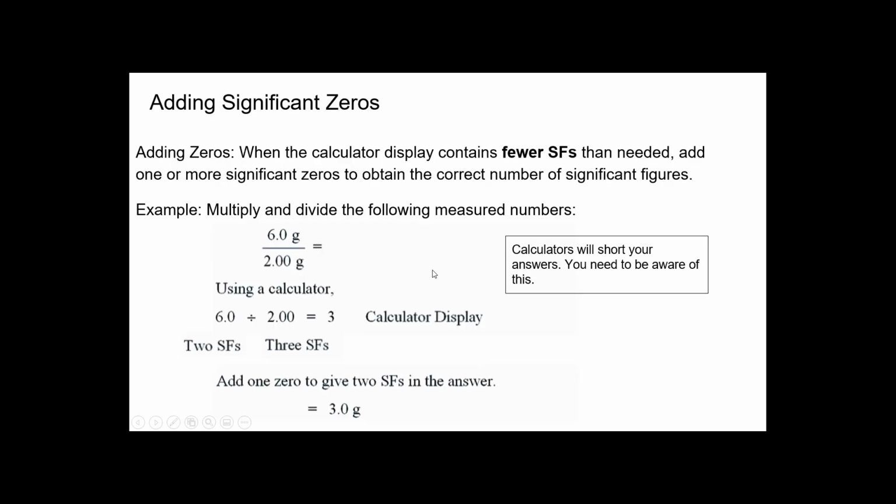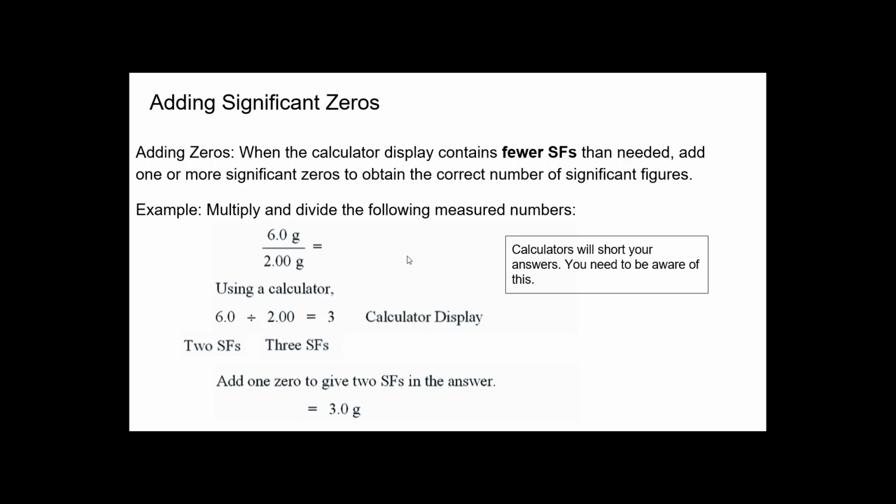Adding sig figs. So this is the problem that I was discussing with calculators. You can punch in numbers and what you're working with, and sometimes you'll get a 1 digit answer, and your answer is not 1 digit. Your calculator doesn't know. It simply follows a program. You have to be aware of the problem and make sure that you fix it if this happens. So adding, when the calculator displays fewer sig figs than you need, add one or more significant zeros to obtain the correct number of sig figs.